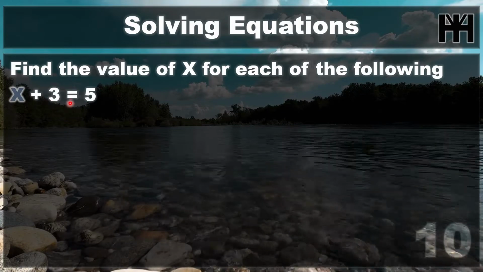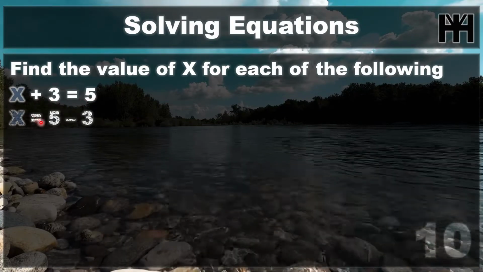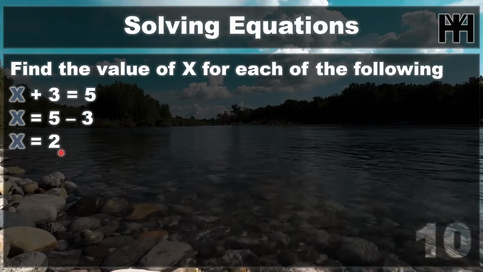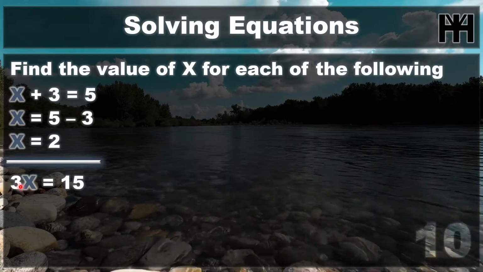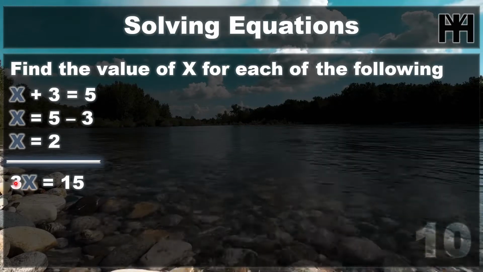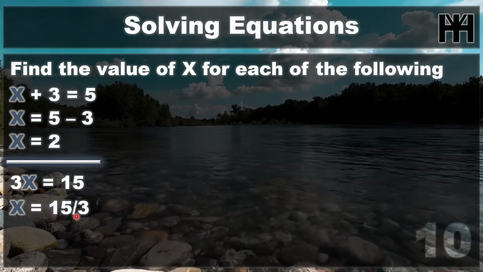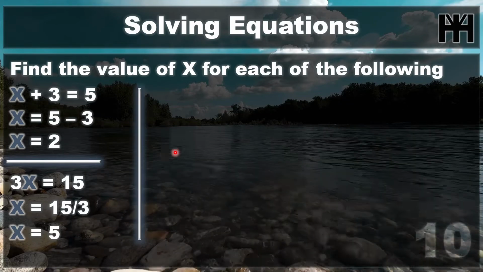So we have x plus 3 equals 5. So we'll send the 3 to the other side. So x equals 5 minus 3. So x will be equal to 2. Then we have 3x equals 15. So 3 is multiplied by x. If we send it to the other side, it will be divided. So x equals 15 divided by 3. So x equals 5.